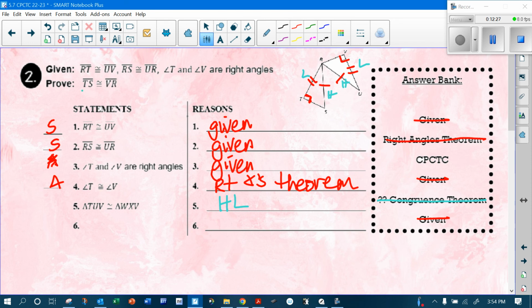Now, notice they want me to prove that this piece right here is congruent to this piece right here. So TS is congruent to VR, because if the triangles are congruent, all their parts are congruent. CPCTC, corresponding parts of congruent triangles are congruent. In other words, if the triangles are congruent, their parts are congruent.